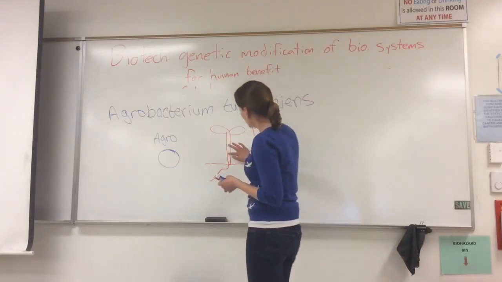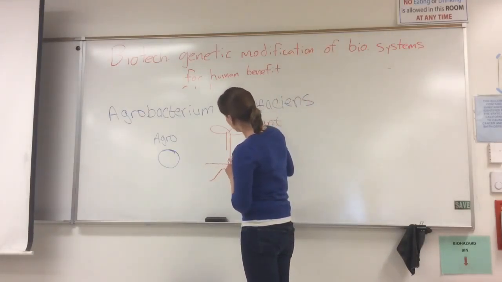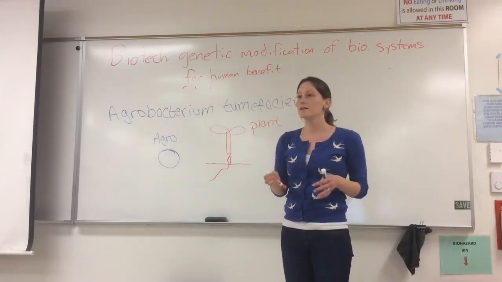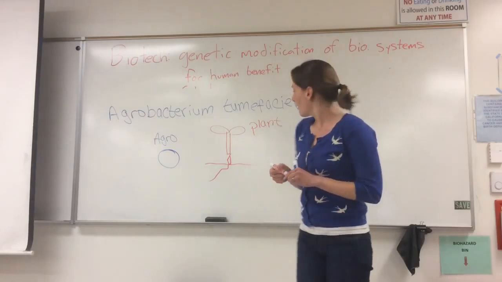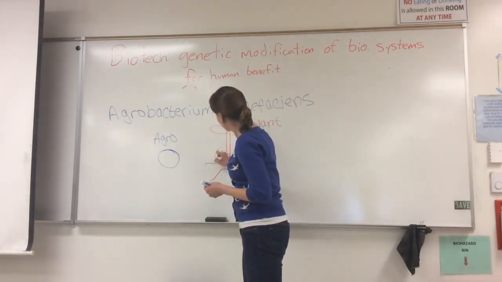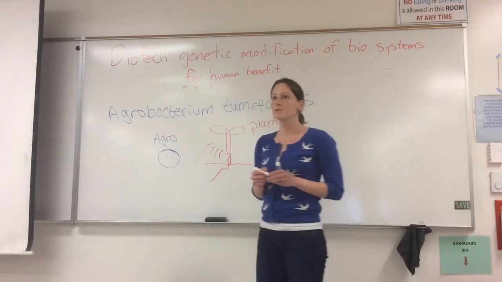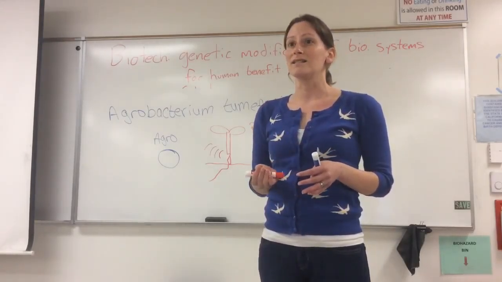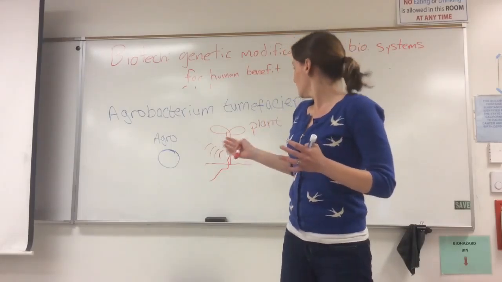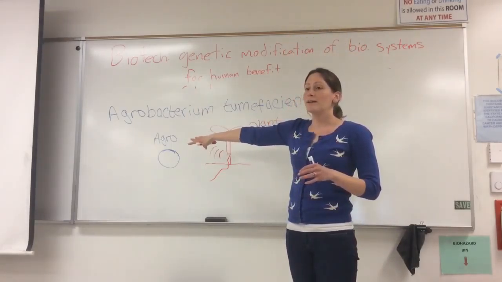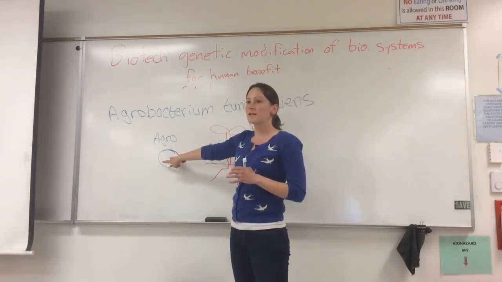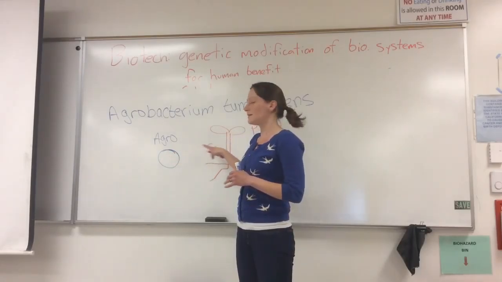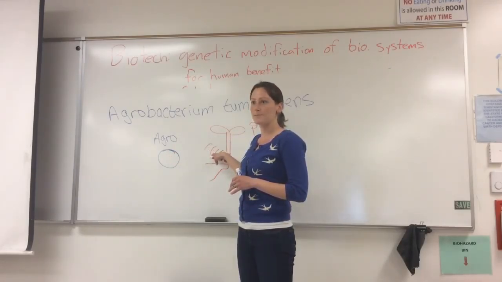So when plants do get wounded, so here's our wound now, they send out a signal. It's a phenolic compound, so here's our plant sending out a signal. And this agrobacterium evolved a way to actually recognize that signal. So we have our wounded plant, agrobacterium recognizes that signal. Agrobacterium is a pathogen of plants, so when it does perceive that signal, it is able to infect the plants.